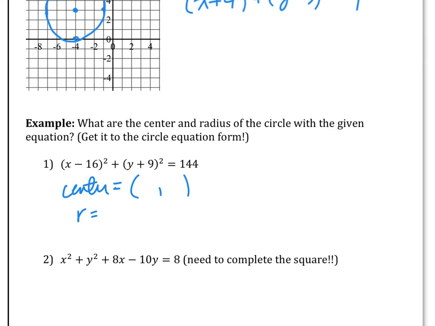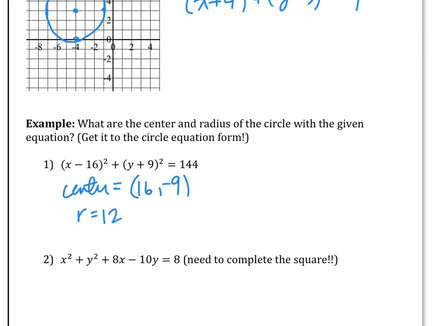Okay. So it's not just h, k. Oh, right. Yeah, in this section, it's kind of strange. It could be both, depending on the shape. Yeah, thank you. All right, someone give me the center. Where's the center? 16, -9. And then how much is the radius? 12. Very good.